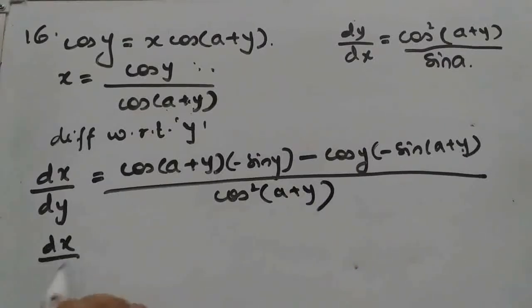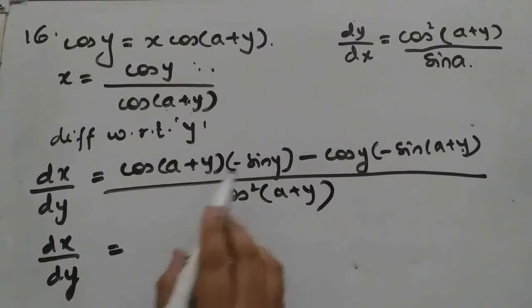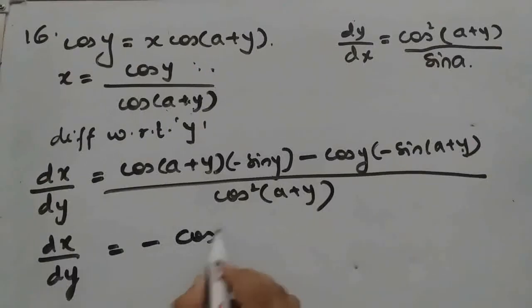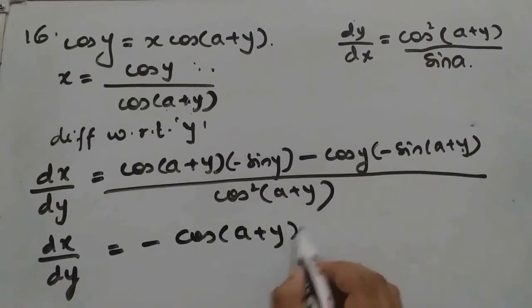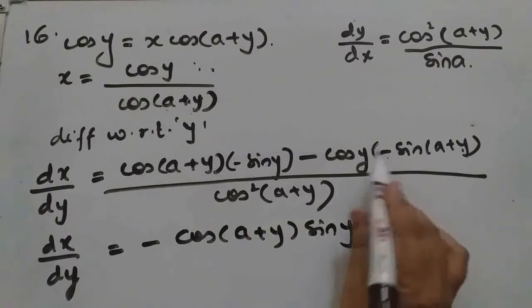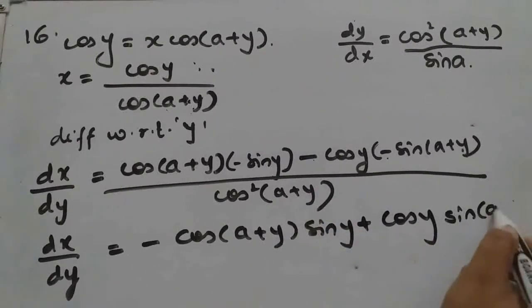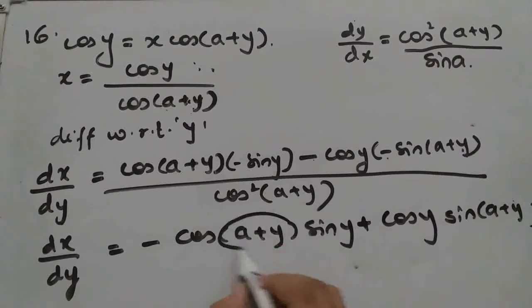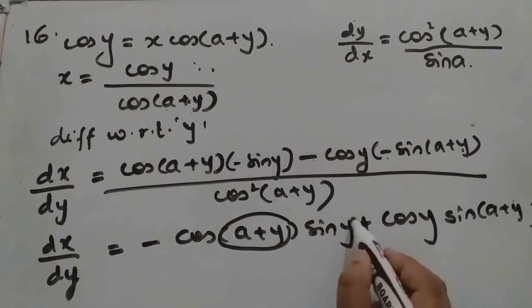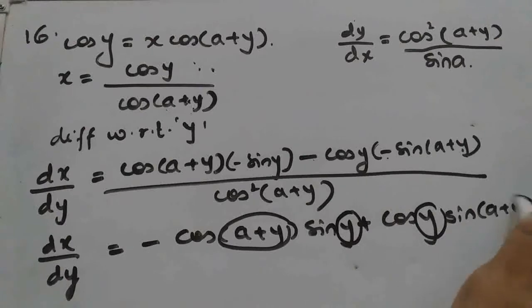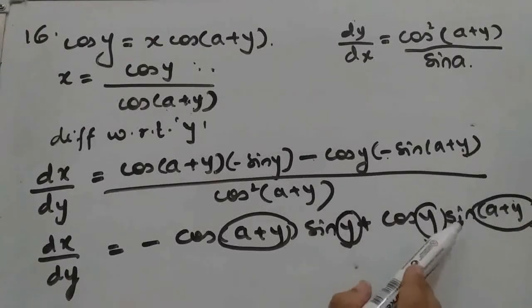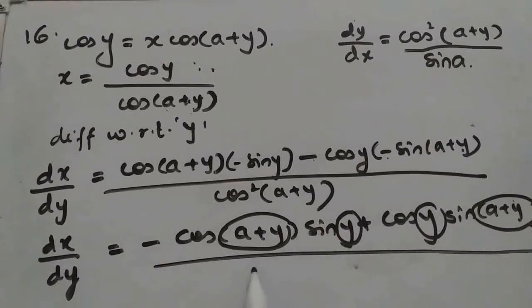So dx by dy, see, minus will come here, minus minus plus. Now if you observe this, see this angle, suppose A and B. Okay, so what we got here: sin A cos B minus cos A sin B. So what we can write here? Compound angle formula.